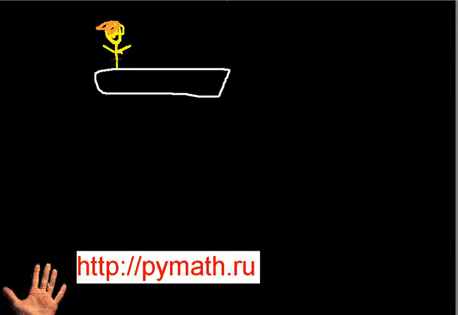We have some board. Here is the board, and there is a human. Let's draw him. He has blonde hair, and this is not so important for this case. He can move along this board.